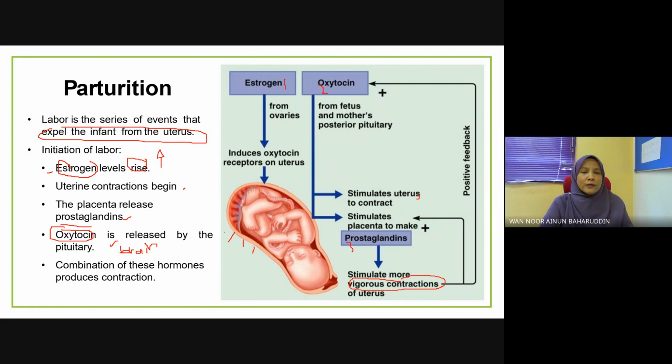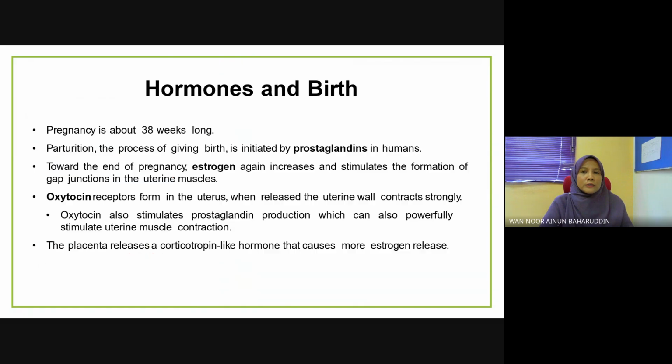It's a very, very strong contraction, like you want to die, in order to expel the infant from the uterus itself. So, the hormones and birth. Going back, the time is almost 38 to 40 weeks, and parturition is initiated by prostaglandin in humans.